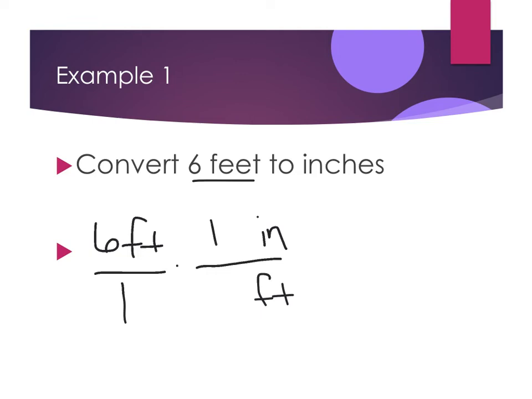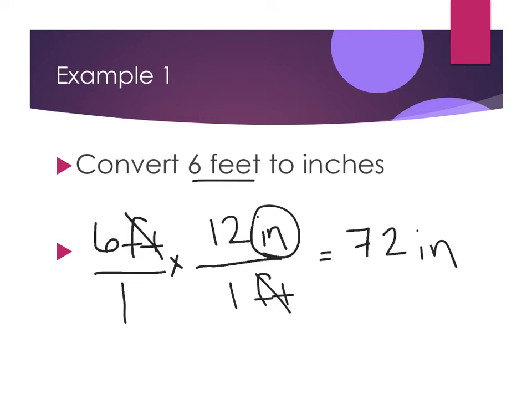Well, there are 12 inches in 1 foot, so I'm going to use that as a conversion factor. Now my feet cancel, but my inches don't, so that means inches will be in my final answer. The next thing I want to do is actually do the math. In this case, they're both on top. So 6 times 12 is 72. So the answer is about 72 inches.